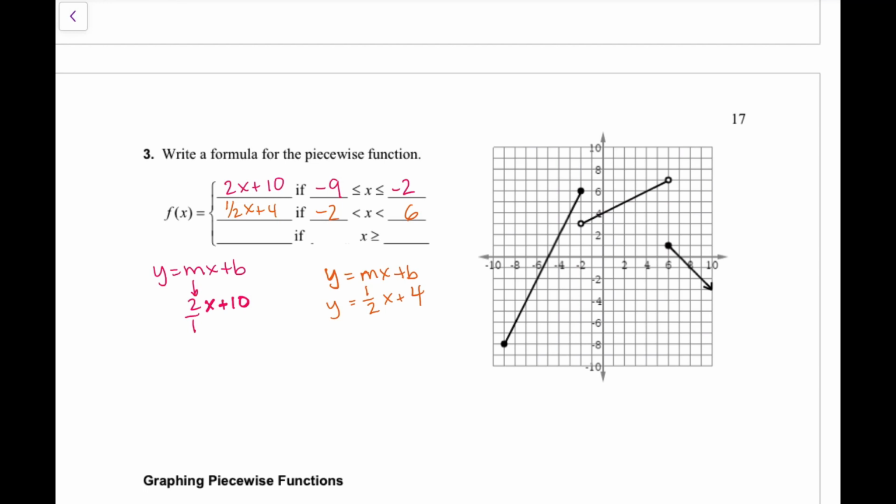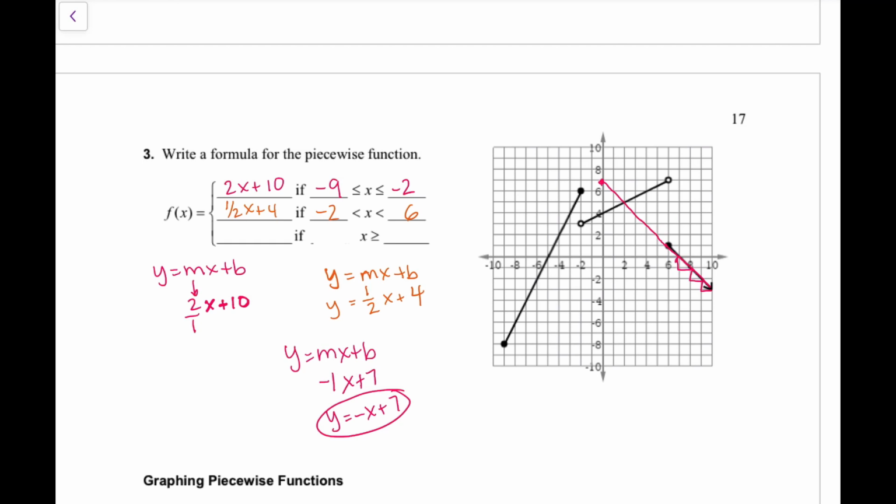Our last piece of the equation is here. Okay, so we have y equals mx plus b. My slope is going down 1 over 1, down 1 over 1, down 1 over 1. So I have a -1x. Now, if I were to extend this up here, it would intercept at 7. So I have y equals -x plus 7.